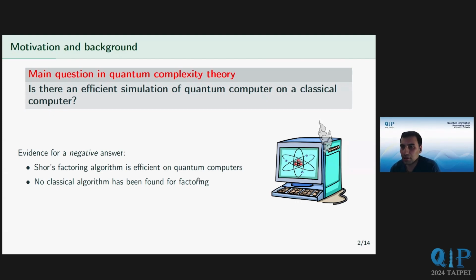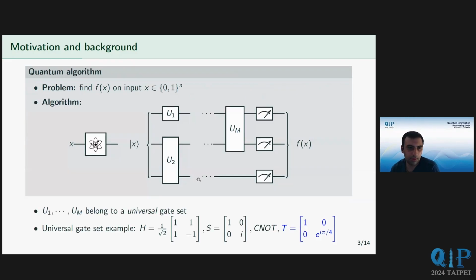And in this talk, I'm trying to describe one specific simulation algorithm and understand the performance of that simulation algorithm.